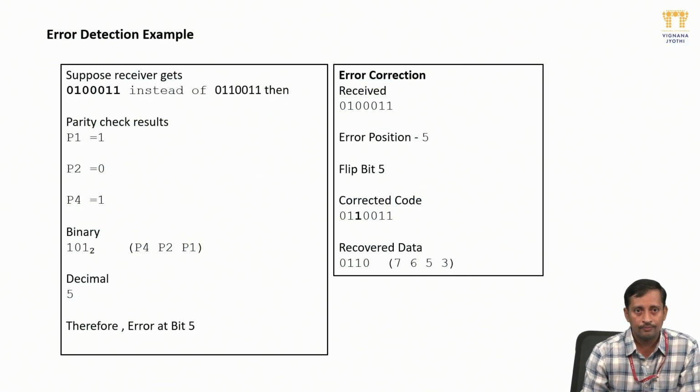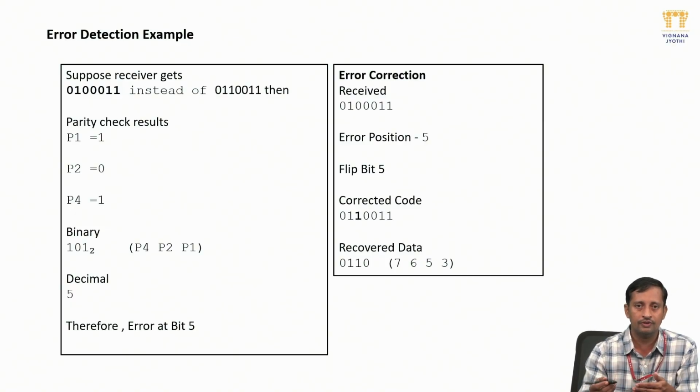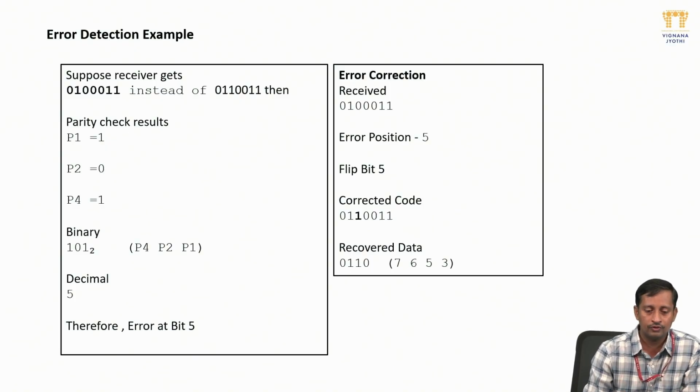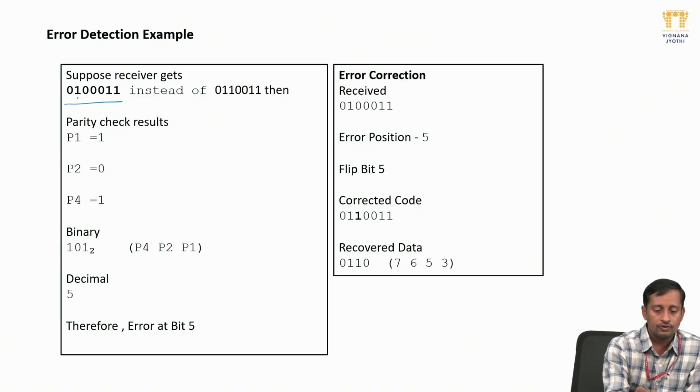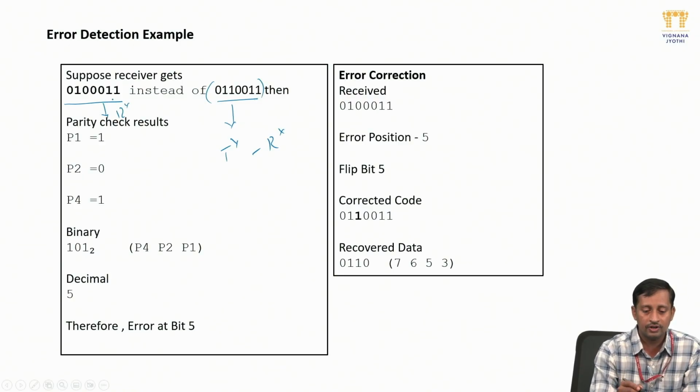Now how do we detect an error? We have transmitted the bits from a transmitter to the receiver. Now if any bit gets swapped or changed because of noise or EMF or some other reasons, how do you detect it and how do you correct it? We'll go with an example. Suppose the receiver is receiving 0, 1, 0, 0, 0, 1, 1 instead of the bits 0, 1, 1, 0, 0, 1, 1. This is the actual data being transmitted from the transmitter to the receiver. But at the receiver end, if it has received 0, 1, 0, 0, 0, 1, 1, we need to find out which position bit is in error.